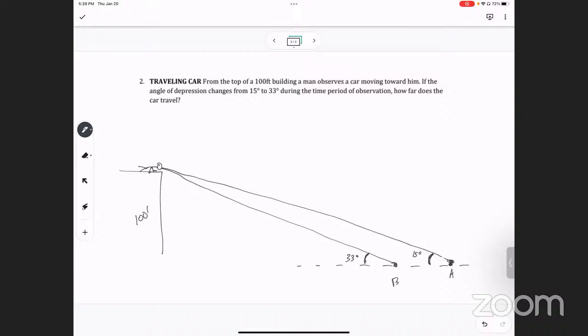Okay. So how far does the car travel? So they're asking for this distance right here, right? That's how far the car traveled. That's your X. See how I came up with that?